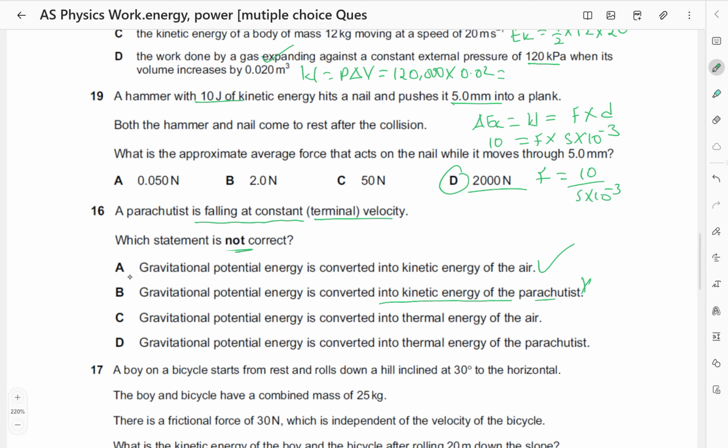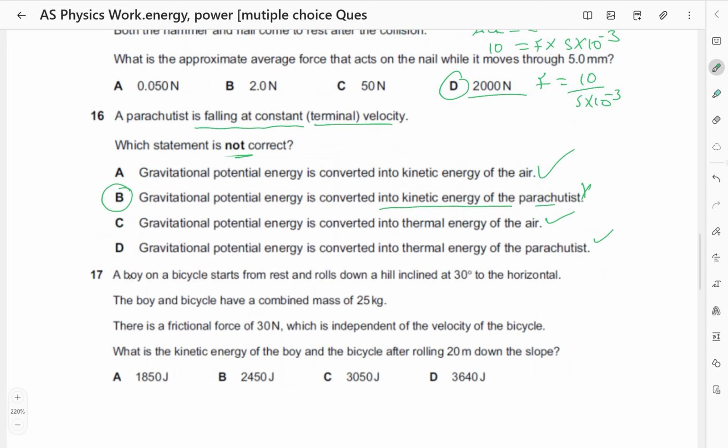The parachutist is moving at constant velocity, so the change in his velocity is zero. And if there is no change in velocity, then the kinetic energy cannot change. So the gravitational potential energy is not converted into kinetic energy. So that is not true. So the answer is going to be B. Gravitational potential energy is converted into thermal energy of the air molecules. That one is fine. Gravitational potential energy is converted into thermal energy of the parachutist. That is fine, but not kinetic energy.